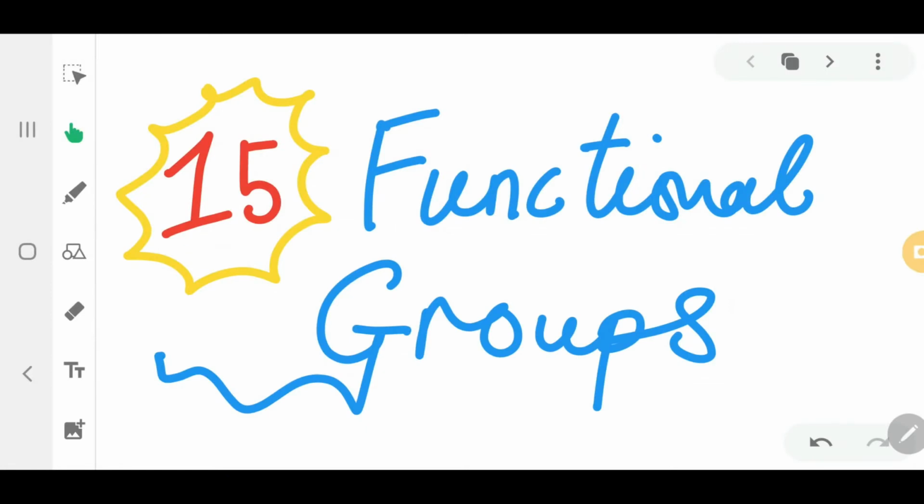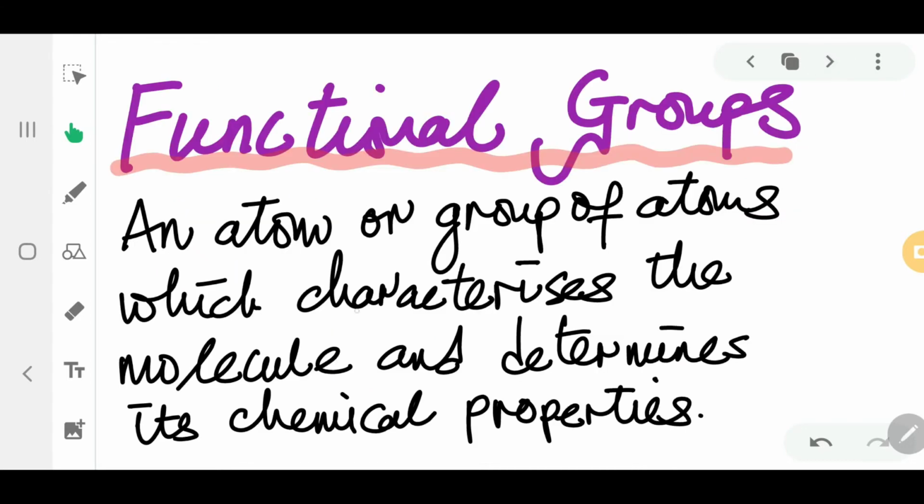In the STR8CHEM sessions, we're going to look at the 15 functional groups. What are functional groups? They are the atom or group of atoms which characterizes the molecule and determines its chemical properties. So the key ideas over here are atoms, group of atoms, which gives the characteristics to a molecule, and you will have the chemical properties to be determined by the functional groups.